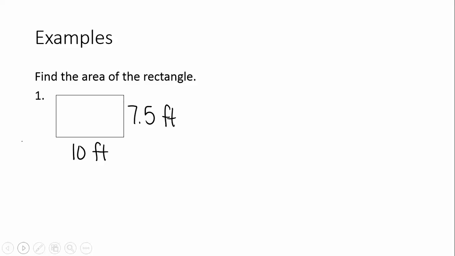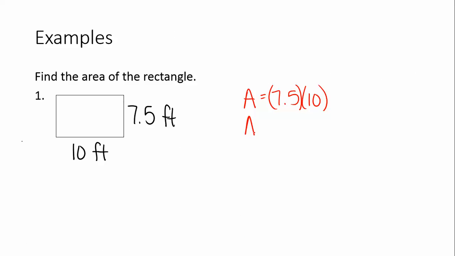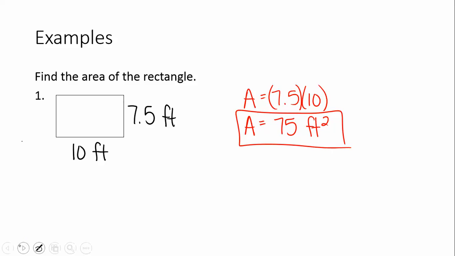And we'll look at an example here. So you're simply going to multiply the length times the width. So area would equal 7.5 times 10. And if we multiply those two together, we get 75. And remember, we always need units, feet squared. So rectangle, we're not going to really review too much because, again, we've done this one earlier in the year.